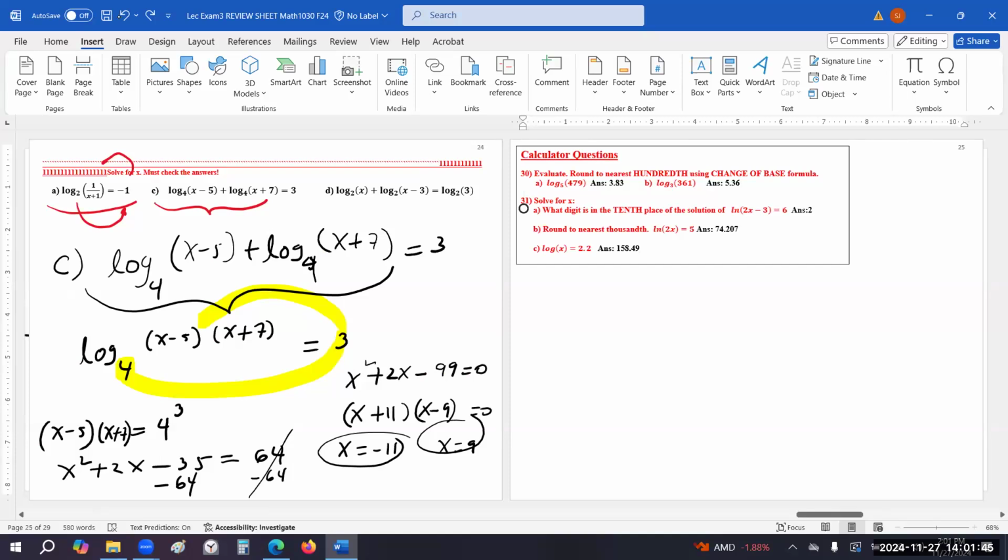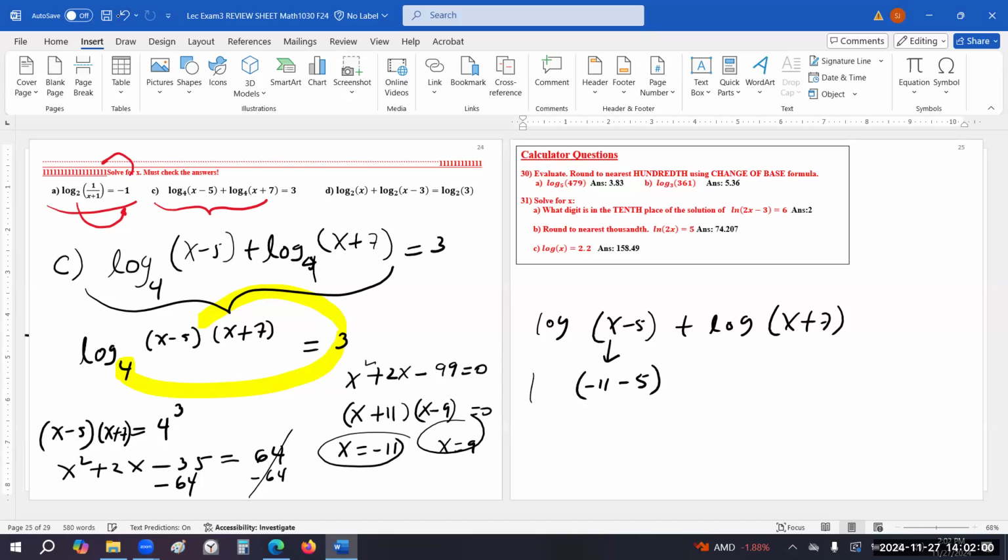So when you check, you need to use the initial one, the first one. So we have log of x minus 5 plus log of x plus 7. If you substitute x with negative 11, we get negative 11 minus 5, that gives us negative 16, but log cannot have any negative number or 0. So we cannot take negative 11 as an answer. We don't even have to bother with the next one to check, because once the first one is negative, the next one doesn't matter.